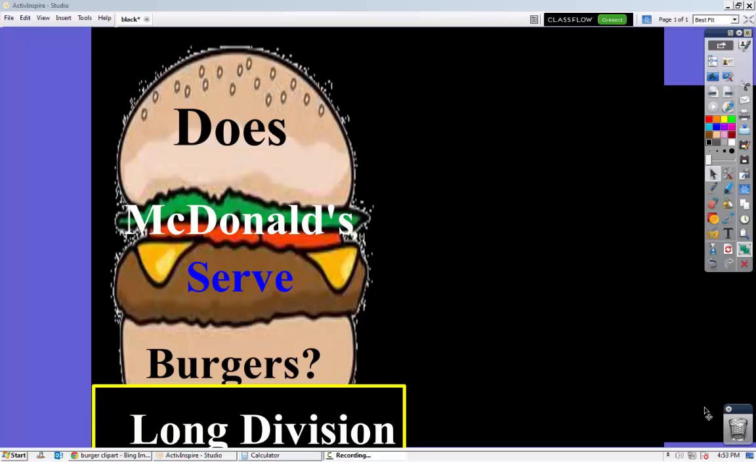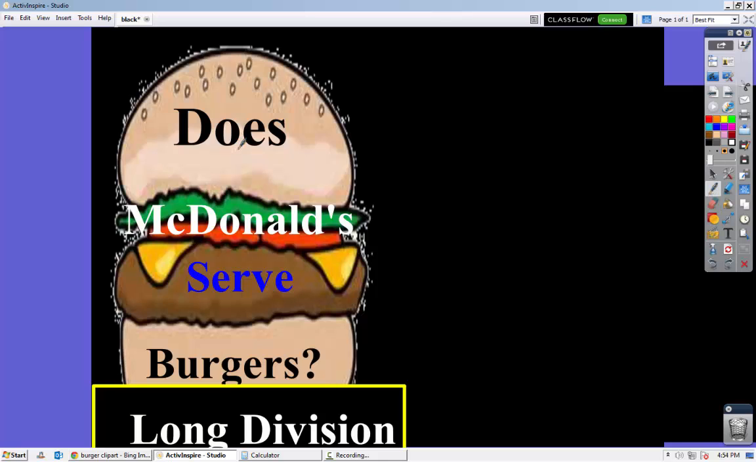Welcome back. Today we're going to be doing long division. If you remember from our previous lessons in class, long division is any division problem, for our class purposes, that has a divisor of two or more digits. So we're going to walk through our graphic organizer for dividing.